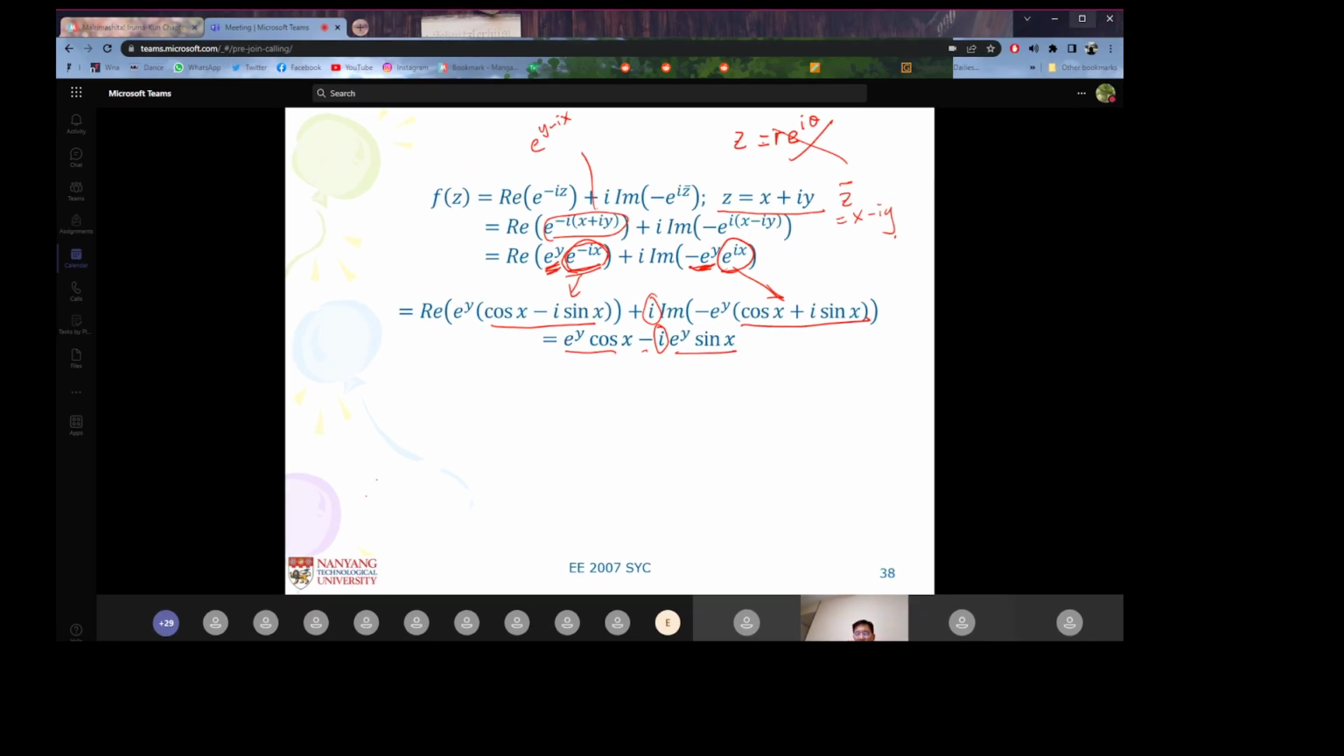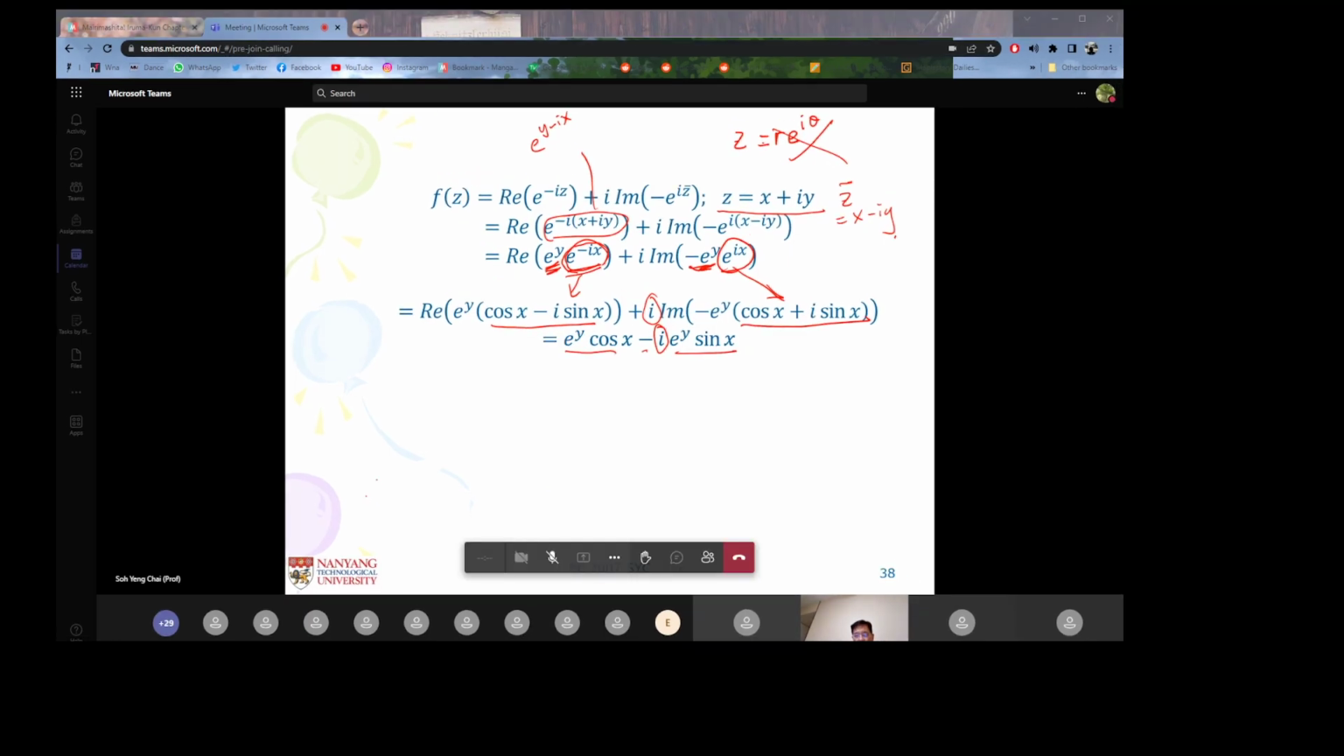Then you want to find the conditions under which the 2 CR equations are satisfied. Right? So those conditions under which the CR equations are satisfied imply that the complex function is differentiable. Differentiable, right? So be very clear.